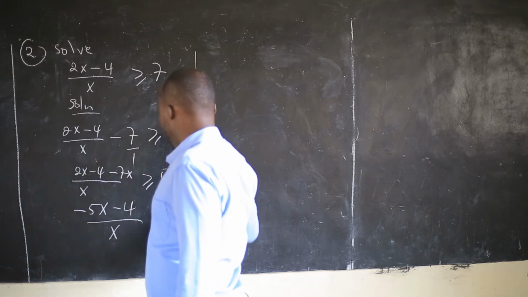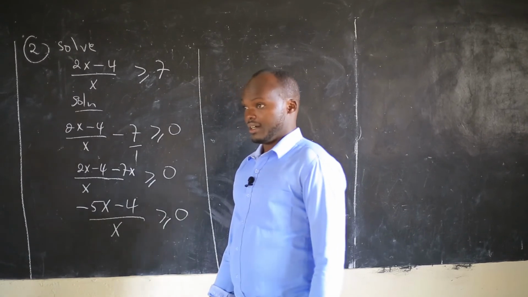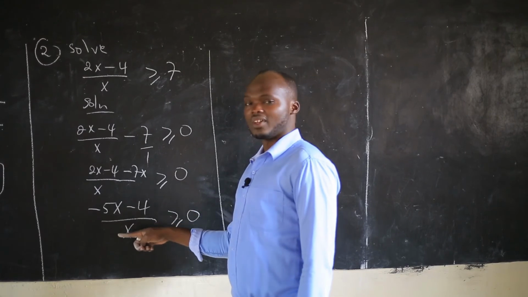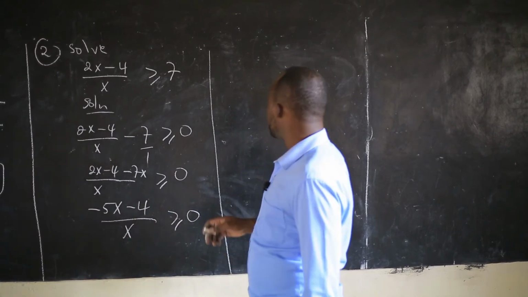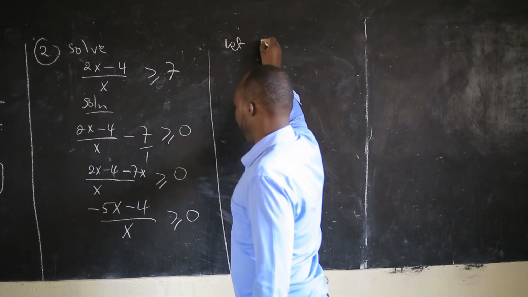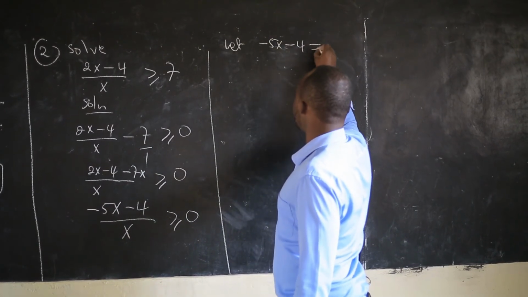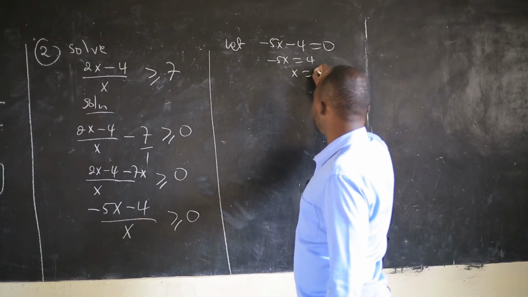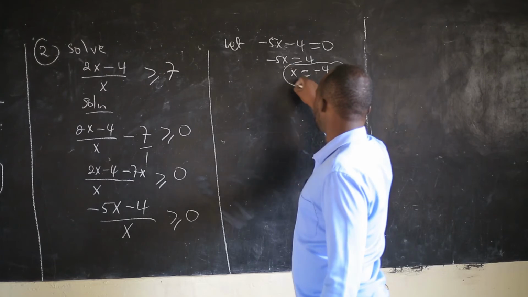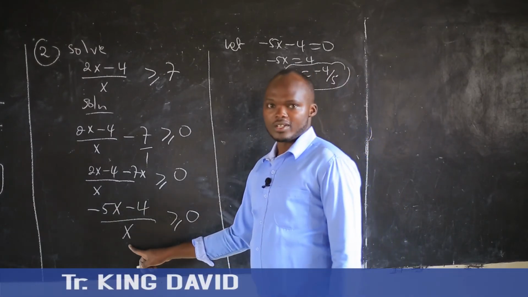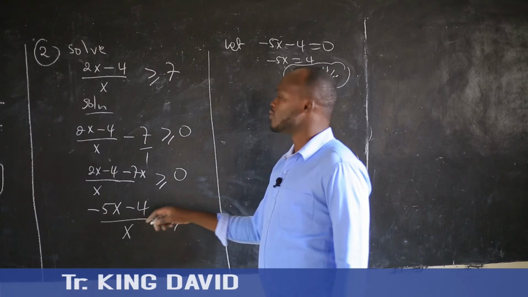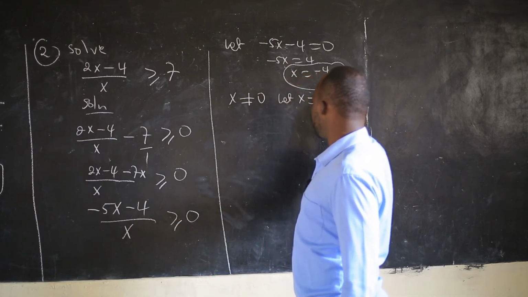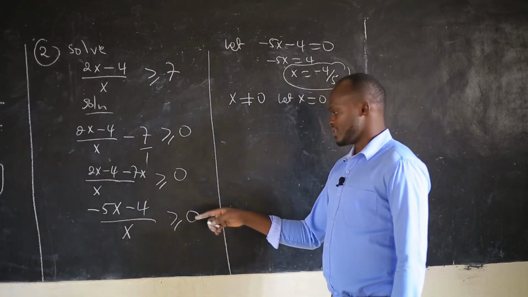So here we have two linear expressions. One is on the numerator, another one is on the denominator. So what we do, we let negative 5x minus 4 equal to 0. So negative 5x equals 4, x is negative 4 over 5. That's the value of x. When you go to the denominator, our denominator must be different from 0, so our x should be different from 0. So we let x be 0, just assuming that it equals 0 to help us get the solution.